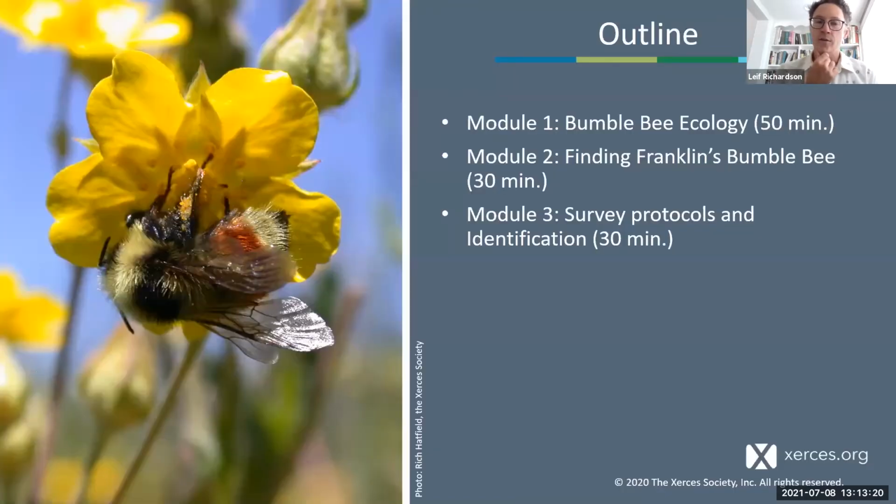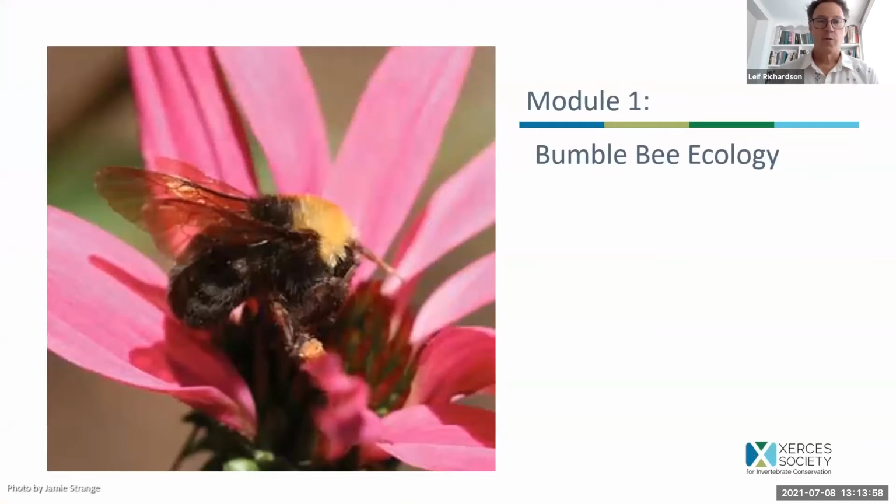So here's a quick outline of the 3 modules that we'll be presenting to you this afternoon. The first one is about 50 to 60 minutes. It's, as I said, about bee and bumblebee ecology, natural history, and other aspects of how they live. We'll have a break, and then we will present module 2, which is shorter, 30 minutes. Rich and I will present this module about how to find Franklin's bumblebee. And then in the 3rd module, Rich, Jeff, and Hilary will present survey protocols and identification, and some other aspects of that. So we can begin module 1, where I will talk to you about the ecology of these animals.